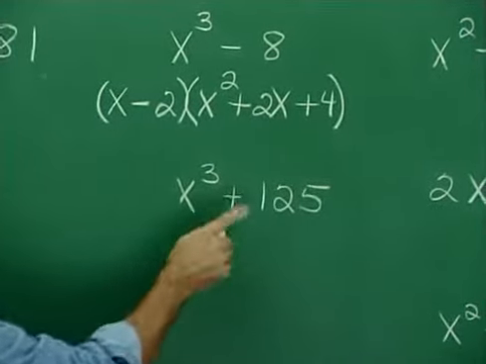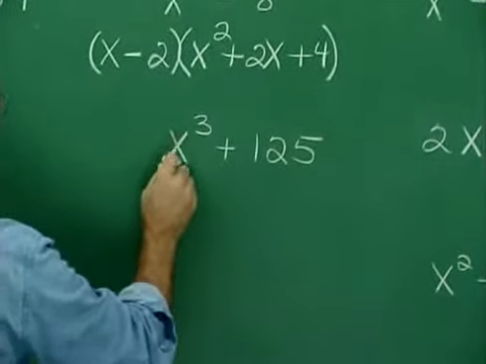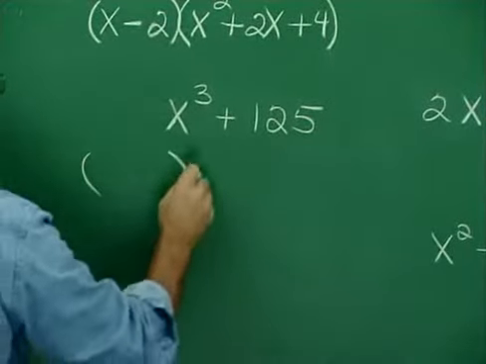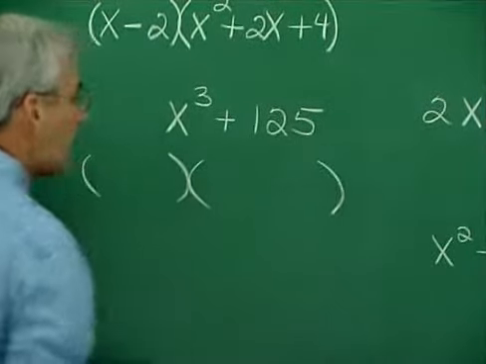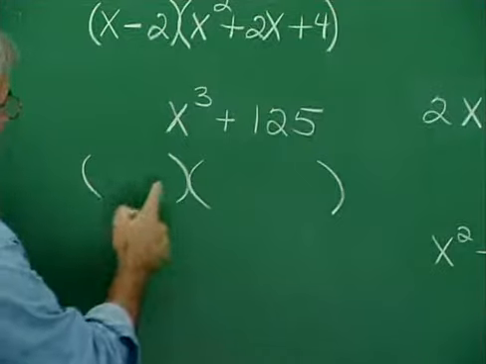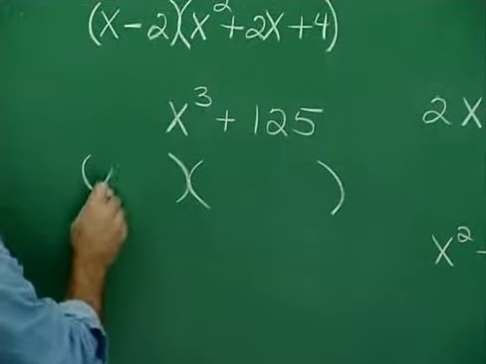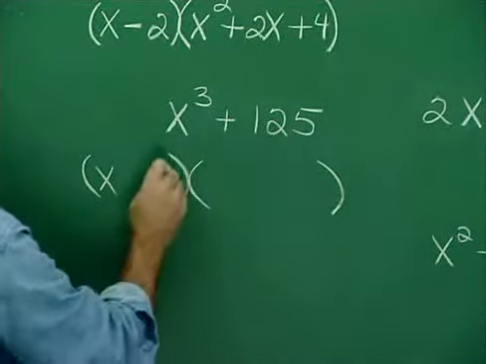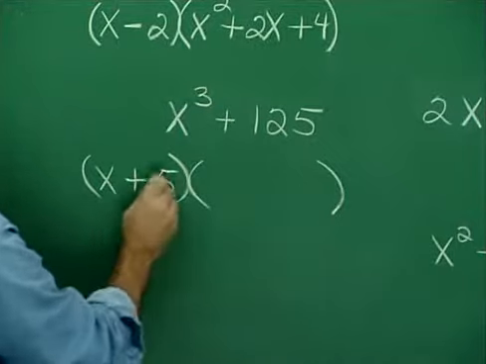This time we have the sum of cubes, and once again we have the binomial times trinomial situation. So let's see, for the binomial part, what is cubed to give this? Oh, x. What's cubed to give that? 5. Sign is plus, so plus.